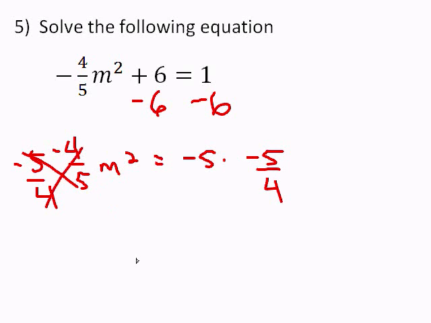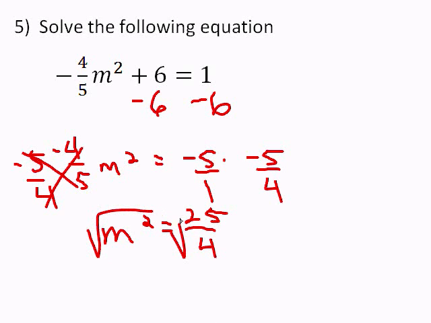Negative 4/5 and negative 5/4 gives us 1, basically cancels, giving us m squared is equal to, we multiply top to top, bottom to bottom, we get negative 5 times negative 5 is positive 25. 1 times 4 is 4. To get m by itself, we take the square root of both sides, giving us m is equal to plus or minus the square root of 25 over 4.